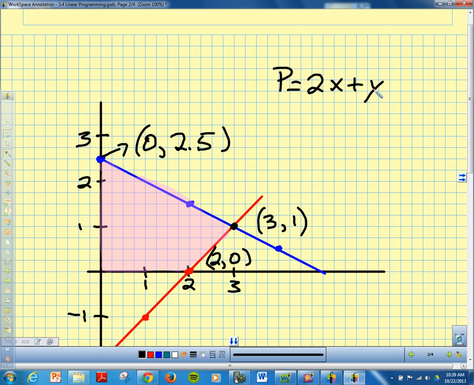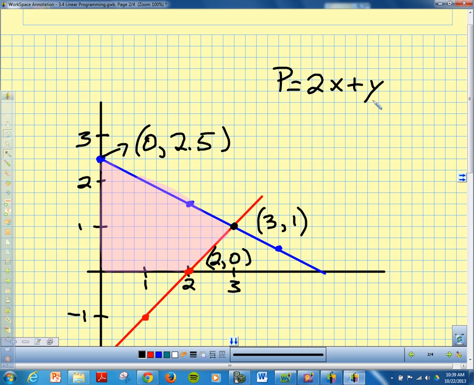So I want to think about the corners of the feasible region and figure out which one's going to be the answer. Raise your hand if you know which one's going to give you the greater value right now. Just think about plugging in 3 and 1 for x and y. Think about plugging in 0 and 2.5 for x and y. And then thinking about plugging in 2 and 0 for x and y. Raise your hand if you know which one's going to give you the greatest value. Janet, which one? 3 and 1, right?